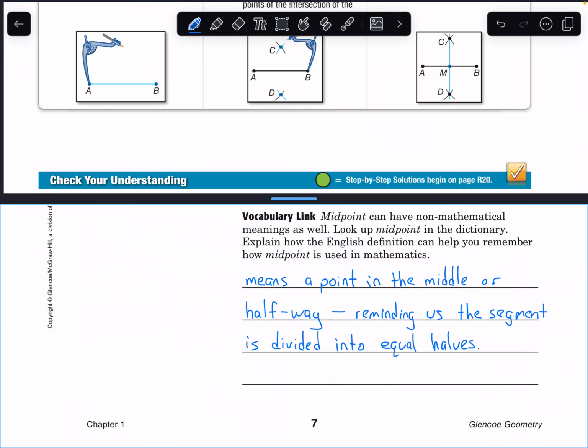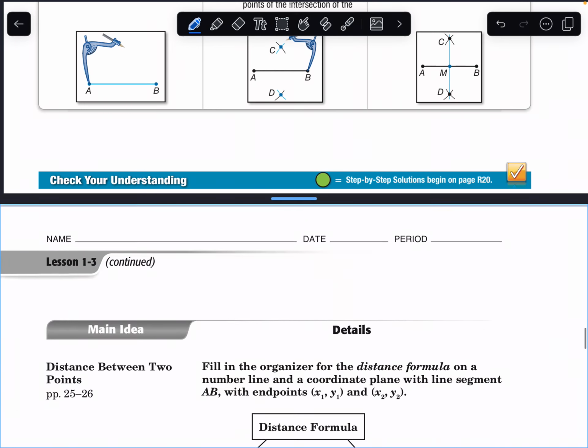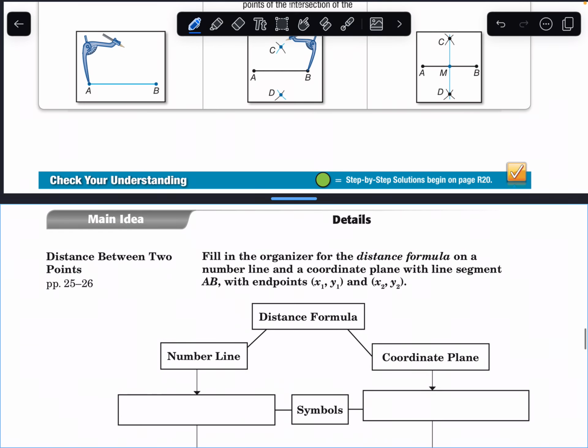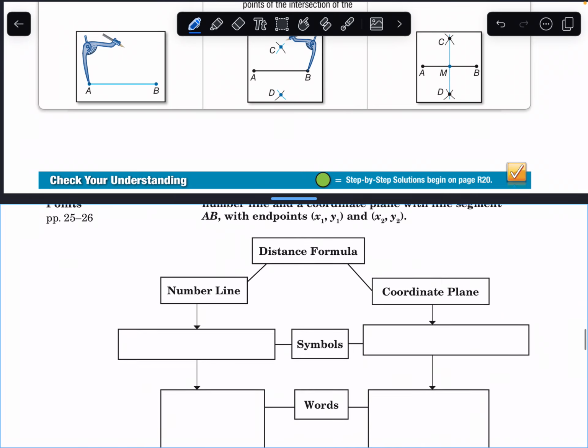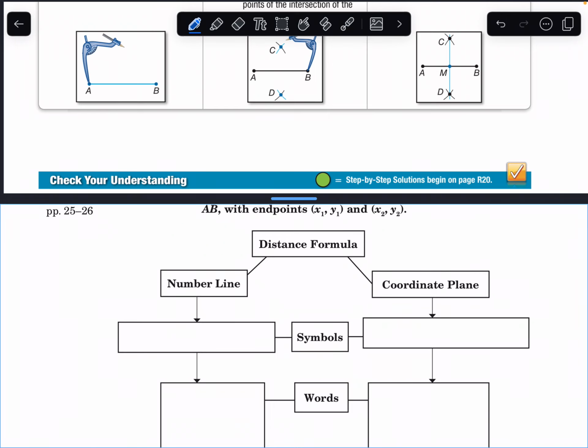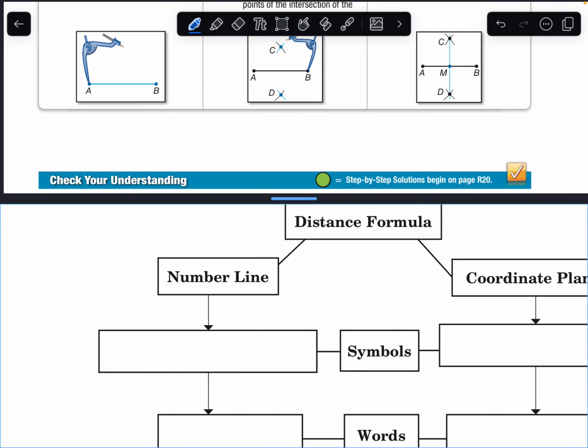All right, on to the main idea. Now, distance between 2 points. We're going to fill in the organizer for the distance formula on a number line and a coordinate plane with line segment AB and points x1, y1, and x2, y2. So overall, the distance formula for anything, let's look at number line first in symbols.